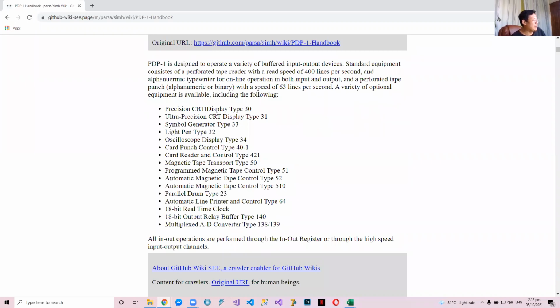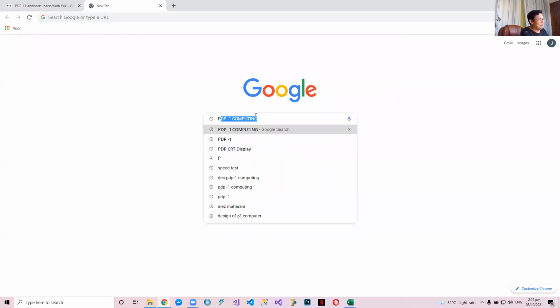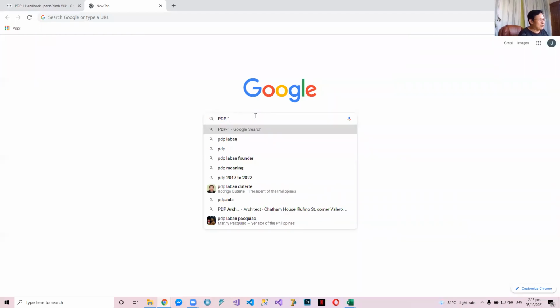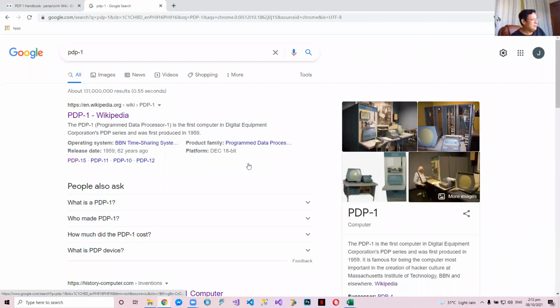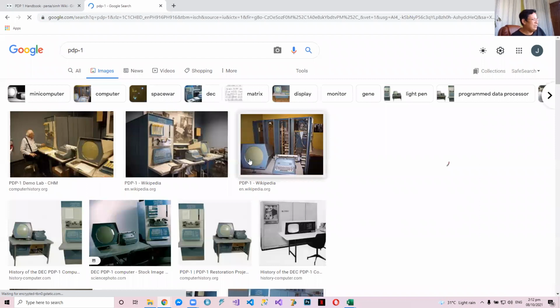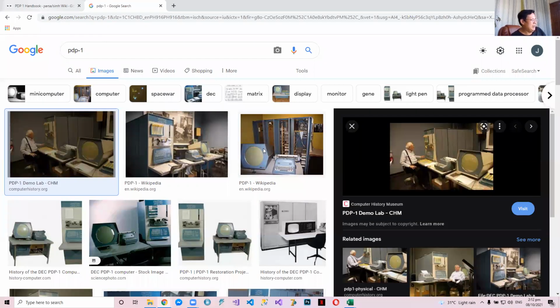The PDP-1 had a precision CRT display. This is the very first computer with a cathode ray tube. Let's look at the PDP-1. So if you're asked, what is the first computer with a monitor? It's the PDP-1. Ito. This is the PDP-1, okay? You follow? By DEC, released in 1960. Okay?